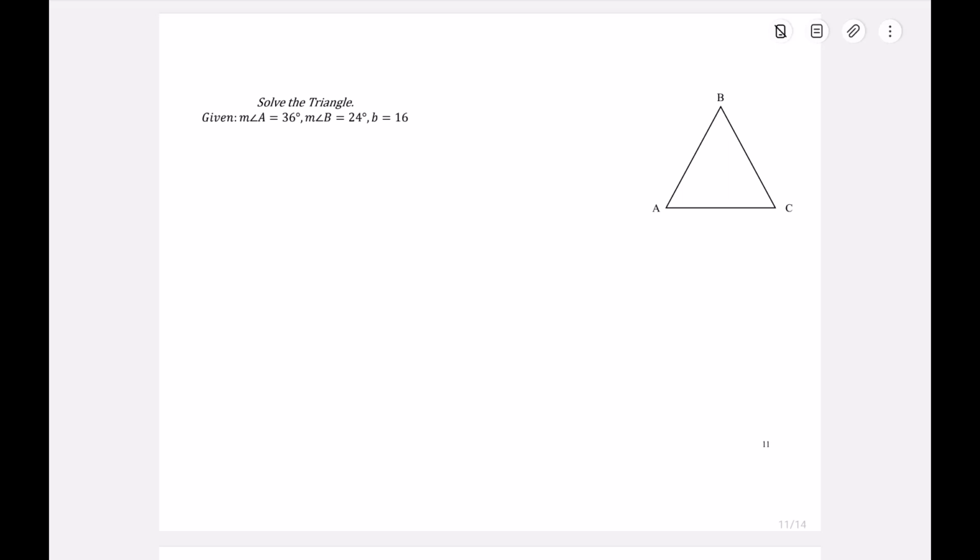So next we're trying to solve the triangle with the measure of angle A being 36 degrees, the measure of angle B equaling 24 degrees, and the measure of side B equaling 16. So we know that we want to find angle C, side A, and side C.